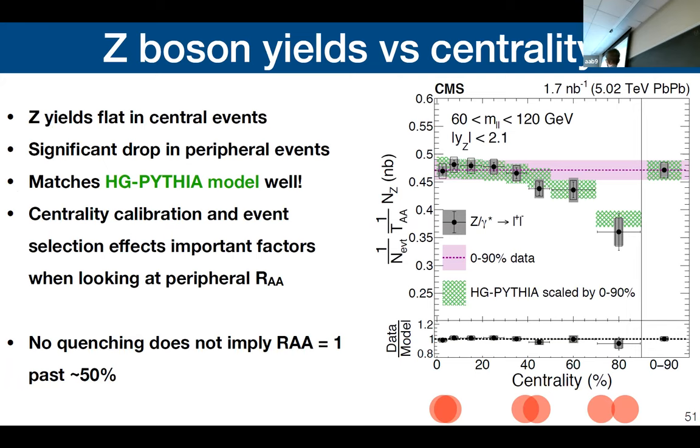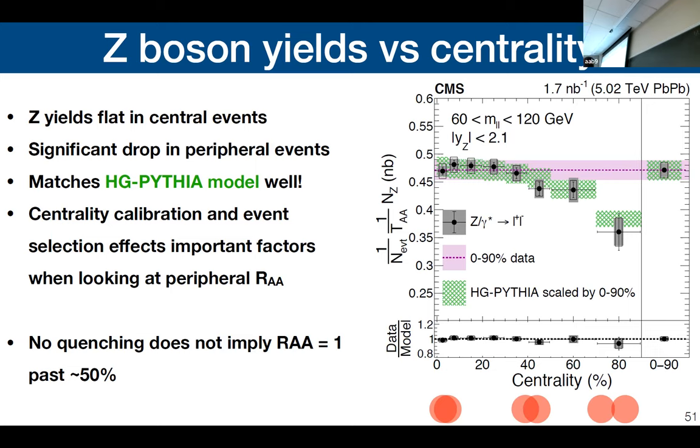Okay, so then we went on and we tried to do this measurement. It's shown here, basically the yields of Z bosons measured as a function of centrality, which is kind of an analog to the black line I showed a few seconds ago. And the model is shown here in the hatched green lines, okay? And so what we see is the Z boson yields are flat in central events, which is as expected. And then in peripheral events, we see a dropping, which correlates very well with the model, right?